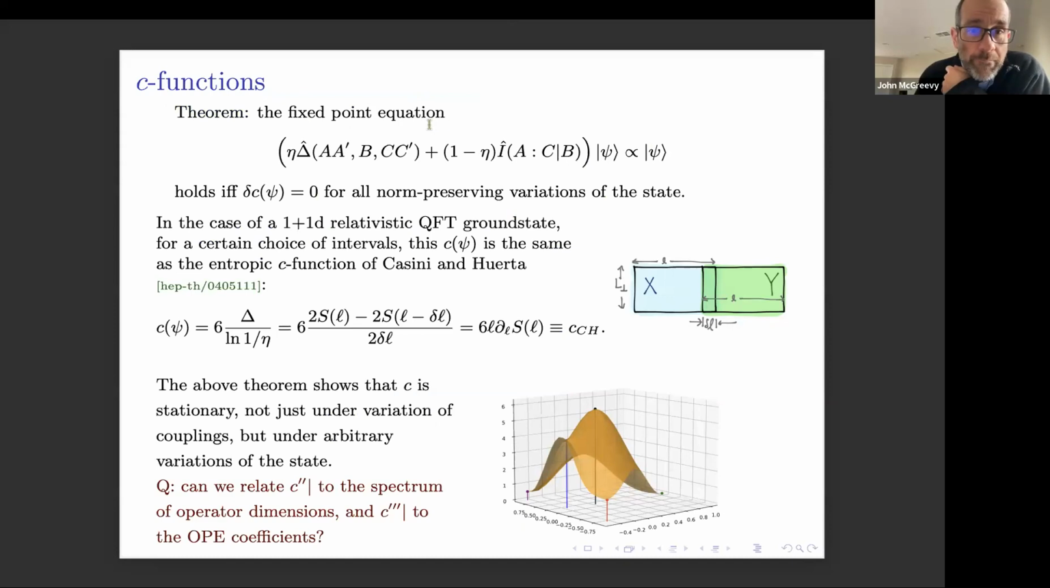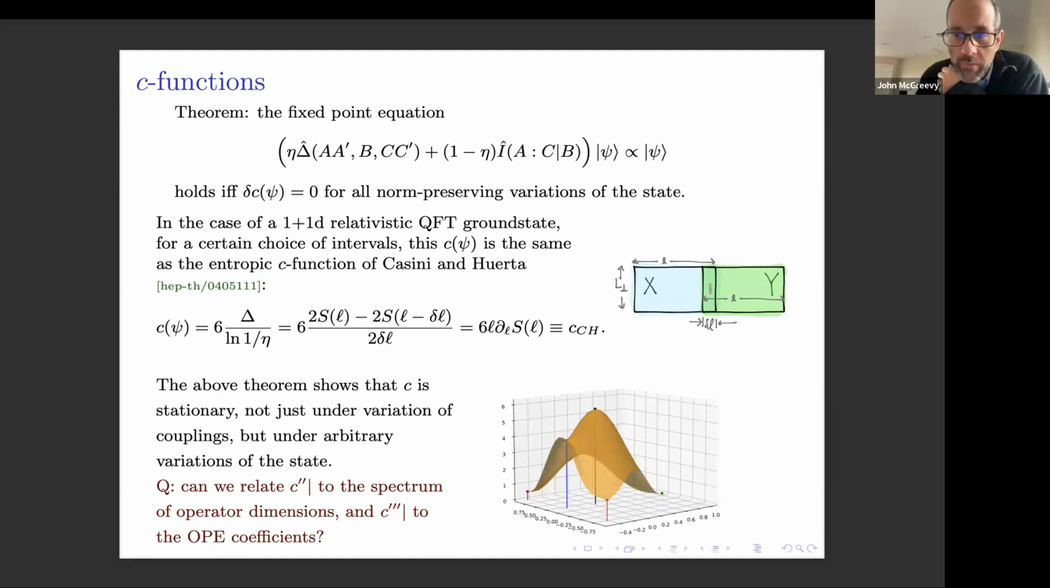The fixed point equation that I described is equivalent to the statement that this function C that I just defined is stationary for all variations of the state that preserve the norm. In the case of 1 plus 1 dimensional relativistic quantum field theory ground state, not necessarily CFT, for a certain choice of intervals, the C defined this way is the same as the C function defined by Casini and Huerta.